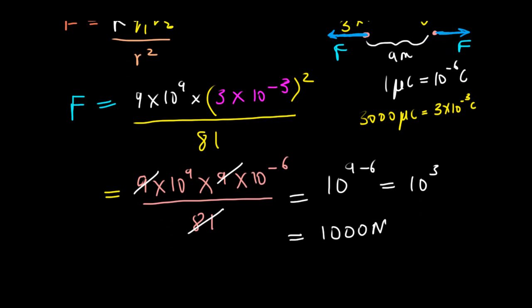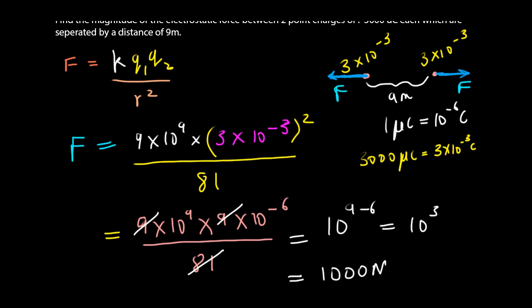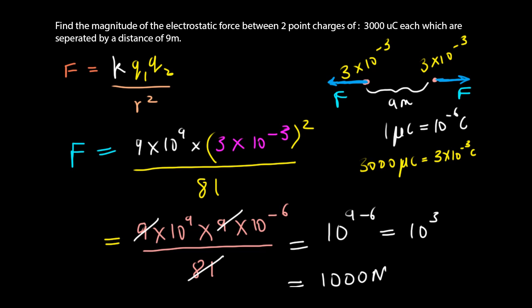That was just a joke, but 1000 newtons is, yeah, an appreciable amount of force. So you can see that just by 3000 microcoulombs we have such a huge amount of force. So you can imagine that 1 coulomb would be a huge amount of charge. I have no example for this, but it is truly a very large unit of measuring charge.